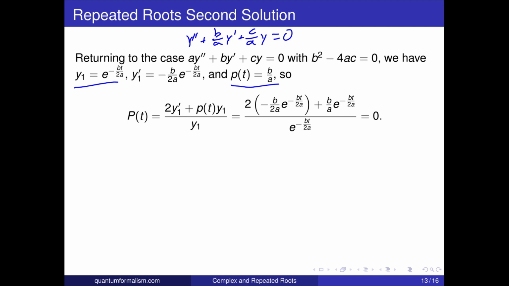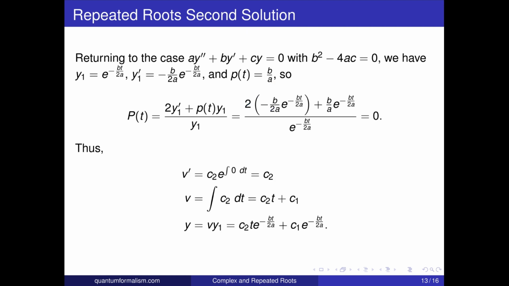All right, now we put all that into the formula. So 2 times y1 prime, which is this thing, plus p of t, which is b over a, times y1, which is the exponential function, all divided by the exponential function. You can see these twos will cancel, and then we're just left with minus b over a times the exponential function plus b over a times the exponential function, so the whole thing's 0. Well, that makes that whole differential equation very simple.